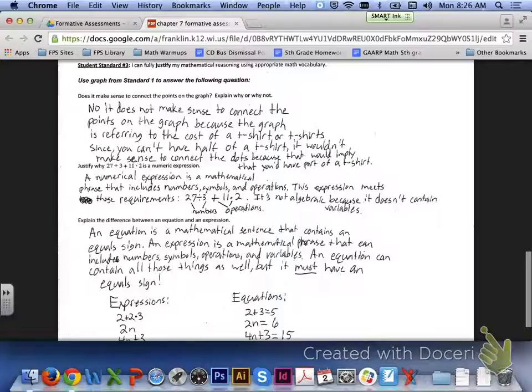Alright, in the justification portion, it said to first use the graph from standard 1 to answer the following question. It says, does it make sense to connect the points on the graph? Explain why or why not. And no, it does not make sense to connect the points on the graph because the graph is referring to the cost of a t-shirt or t-shirts. If you think about that, you can't have half of a t-shirt.